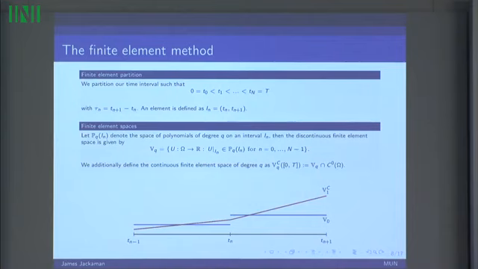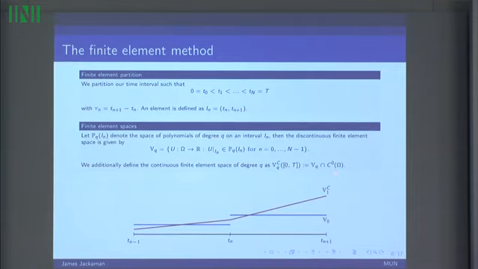to be the space of piecewise polynomials of degree q over each element, where we're not going to enforce any continuity on the boundaries of the elements, so on the nodes. Through this definition, we can also define the continuous finite element space in exactly the same way, where we're just going to be enforcing global continuity.